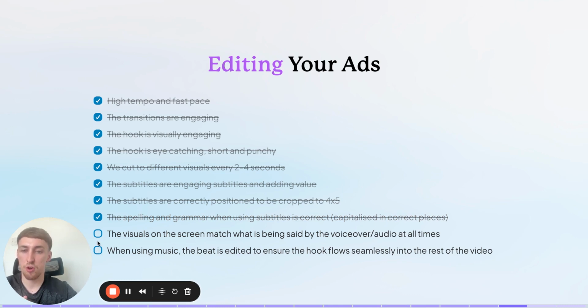The visuals on the screen match what is being said by the voiceover and audio at all times, so everything lines up. And when using music, the beat is edited to ensure that the hook actually flows into the rest of the video. You don't just have music in the background like a hotel lobby or an elevator.